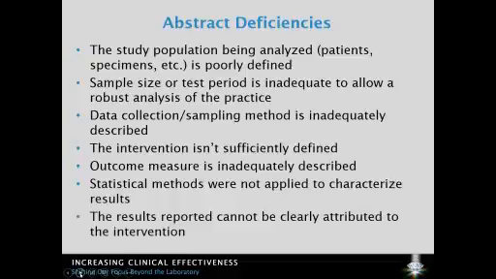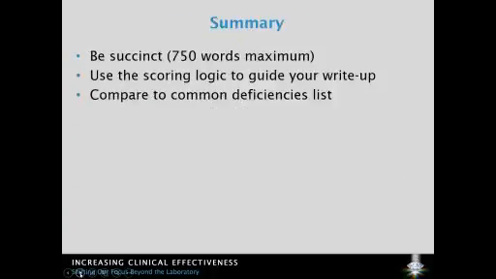These are actual weaknesses that we've seen in the past, and they're all reflected in the scoring mechanism that we showed you. So let me summarize and just say it's important to be succinct. There is a 750-word maximum across the 4 categories. That's not 750 words in each section. You really need to use the scoring logic to guide your write-up.